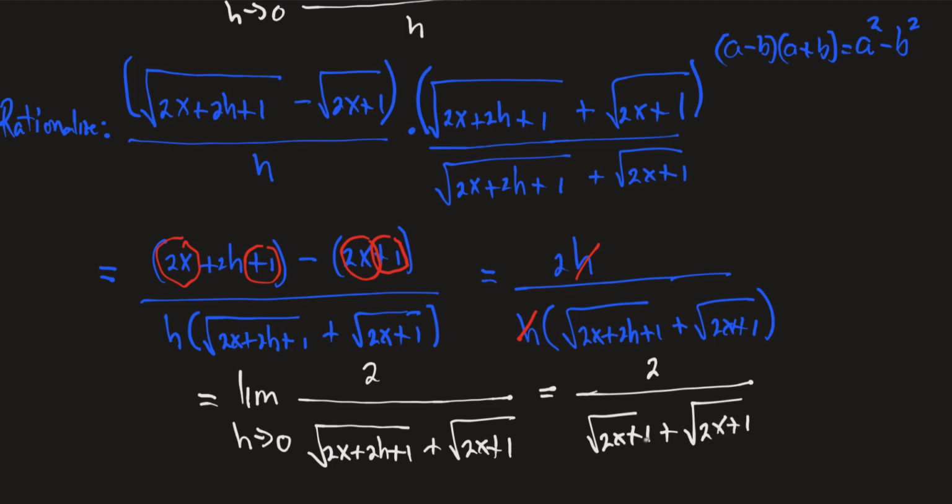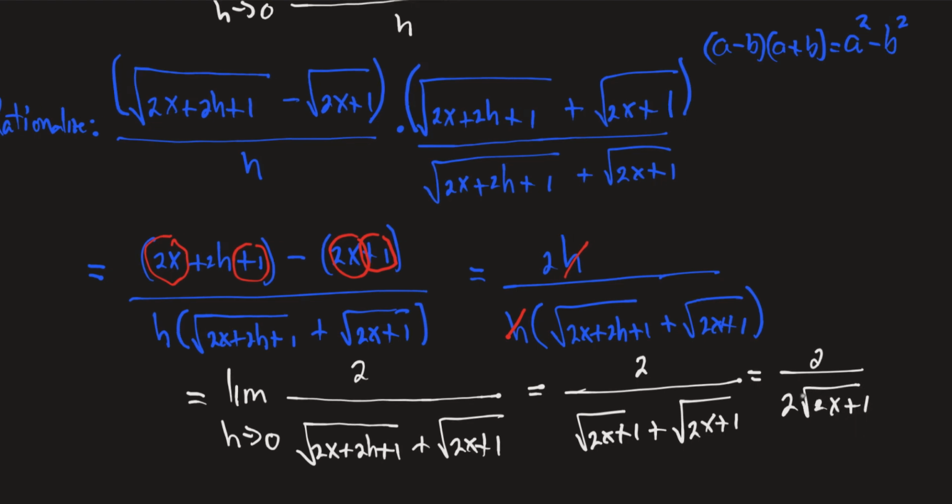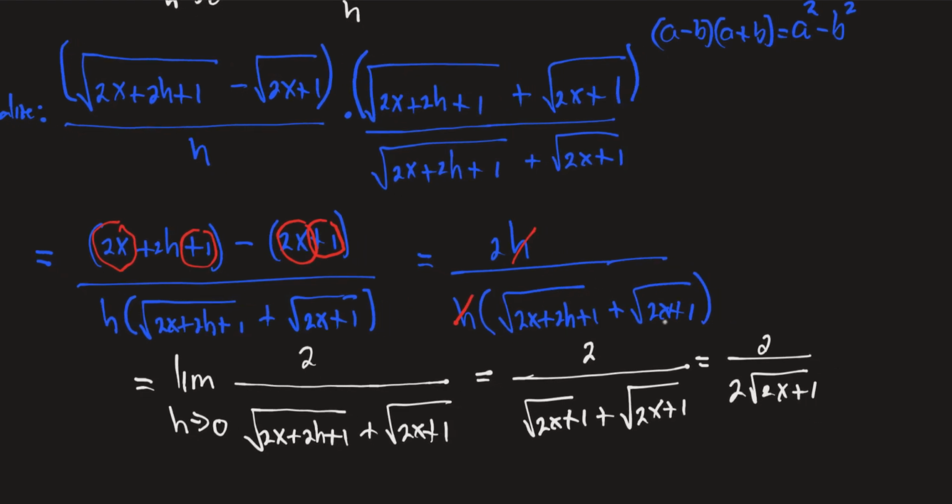So what I end up with is 2 root 2x plus 1 in the denominator, because I have something plus itself. So it's doubled. So I have 2 root 2x plus 1. And look even further. I have now a 2 in the numerator and a 2 in the denominator. So what do we have? We have 1 over the square root of 2x plus 1, right?